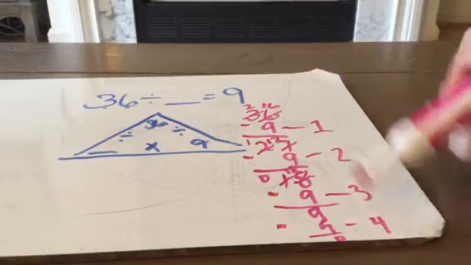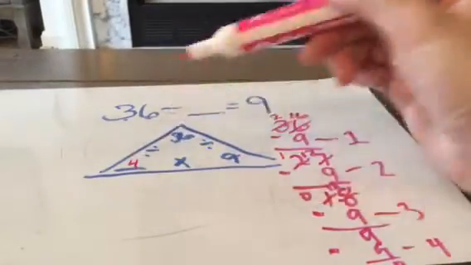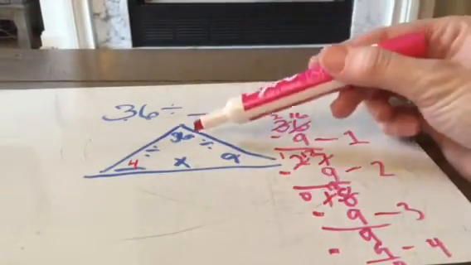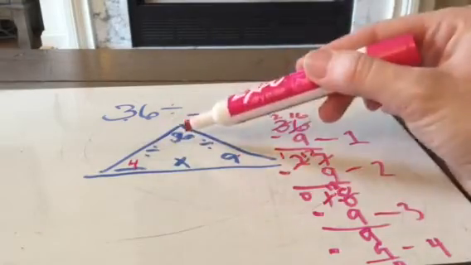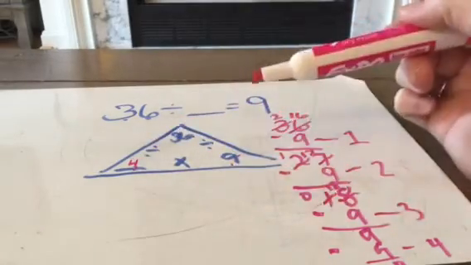So how many times did I subtract? 4. 4 times 9 is 36. 36 divided by 9 equals 4. 36 divided by 4 equals 9.